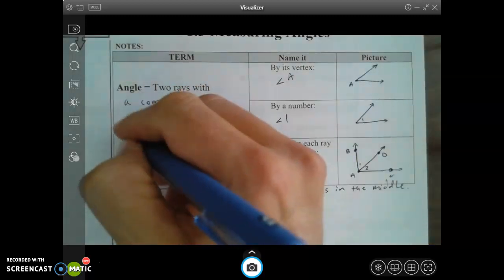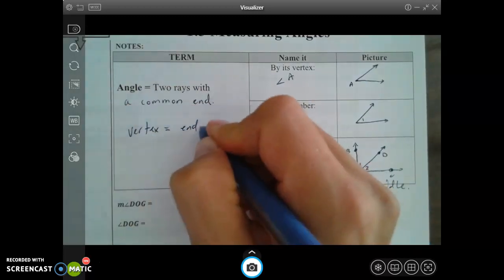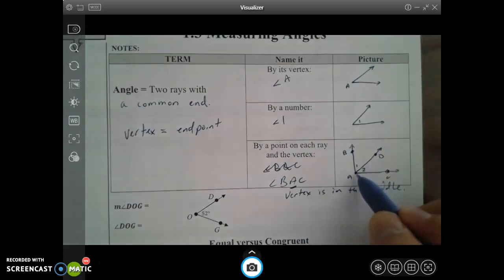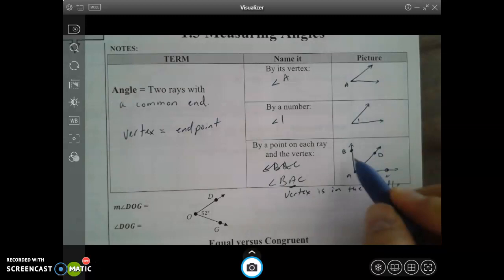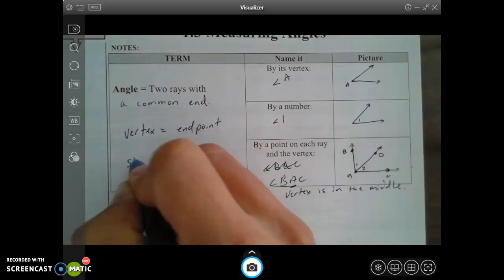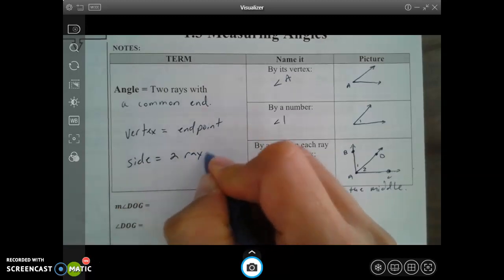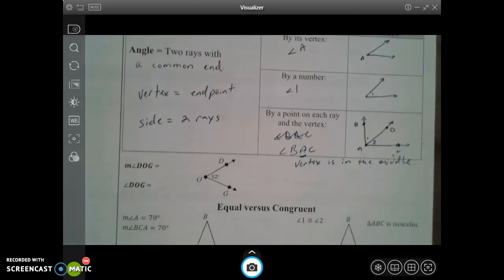So the vertex is the endpoint, and then the two sides are two different rays, right? Like we look over here, we have AB, that's a ray, right? This endpoint is A, and then B, it goes through, and then the other side of the angle is the ray AC. Okay, so the sides of an angle are two rays. All right, now let's move on.